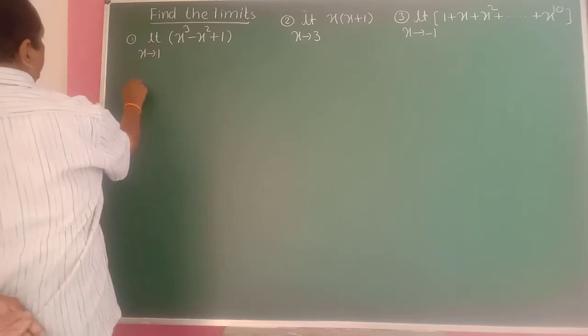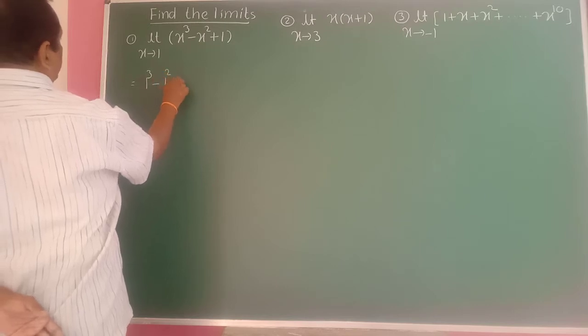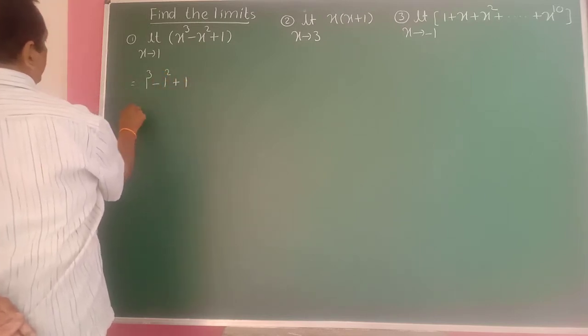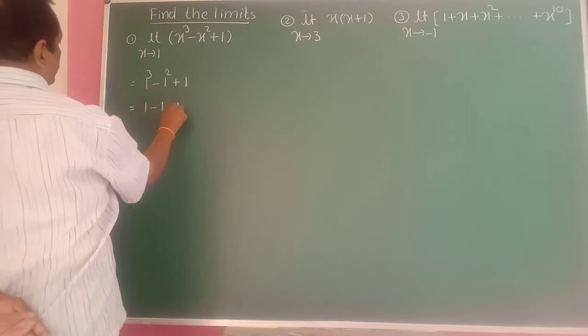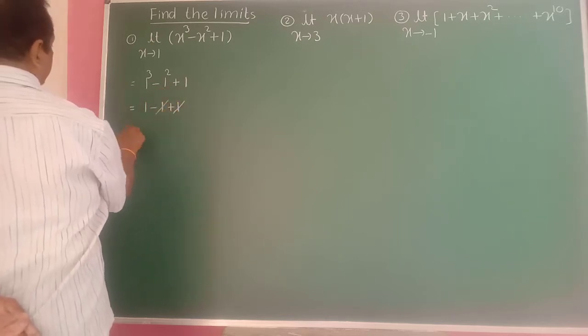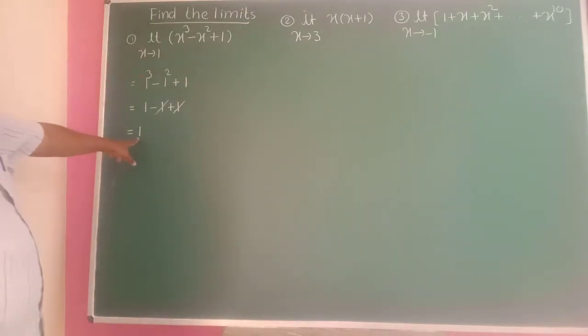Directly put the x value 1 here. 1 cube minus 1 square plus 1. 1 cube is 1, minus 1 square is 1, plus 1. Minus 1 plus 1 cancels, remaining is 1. Therefore, the value of this limit is 1. It is a definite value.